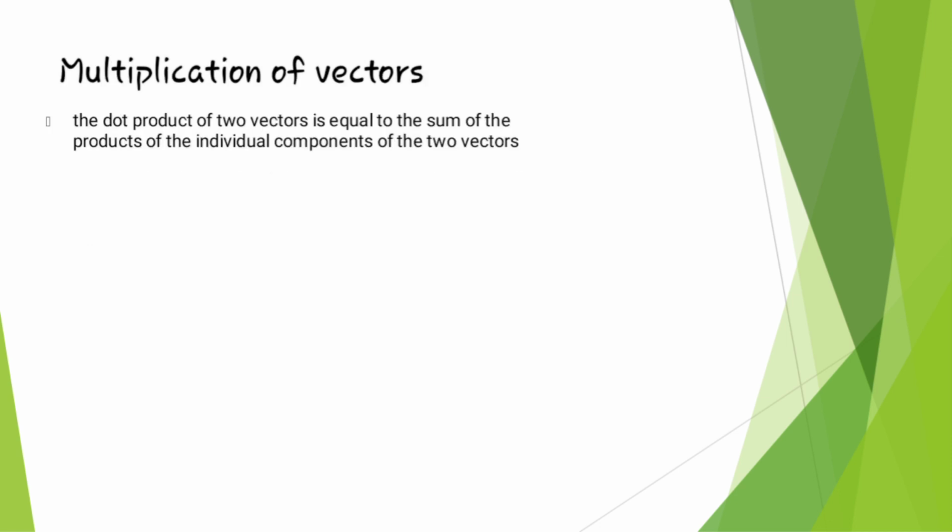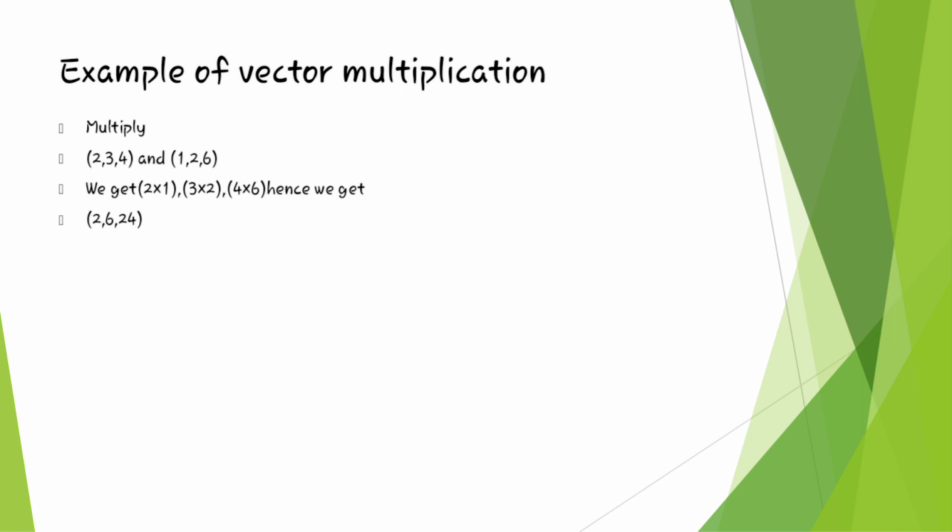Let's check on multiplication of vectors. Multiplication, for example, A multiplied by B, is where we are considering the dot product, that is A dot B. So the product of two vectors is equal to the sum of the products of individual components of the two vectors. Let's check on this example. Multiply 2, 3, 4 in brackets and 1, 2, 6 coordinates. We check the x coordinate, that will be 2 multiplied by 1. Then we move to the y coordinate, that is 3 multiplied by 2. Then 4 multiplied by 6, that is the z coordinate.